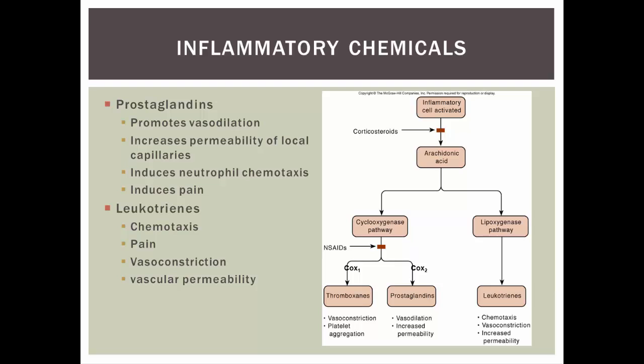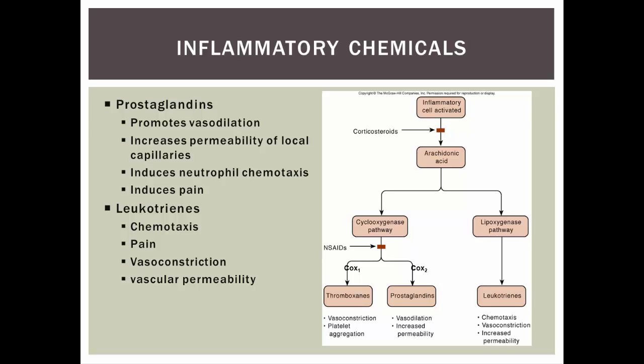A couple inflammatory chemicals include the prostaglandins and leukotrienes. Prostaglandins are there to promote vasodilation. They increase vascular permeability so that we get more fluid and more cells into the area. They induce neutrophil chemotaxis to attract them there to remove the pathogens, and they will induce pain as well. Leukotrienes are involved in chemotaxis, pain, vasoconstriction to limit blood flow and blood loss, and vascular permeability.